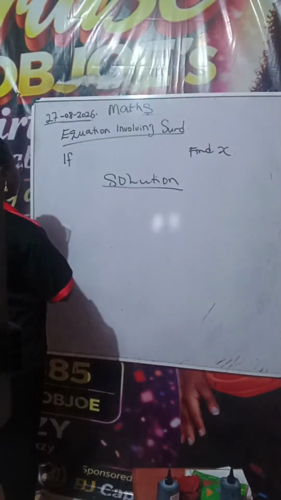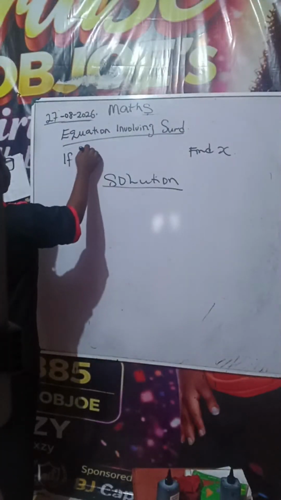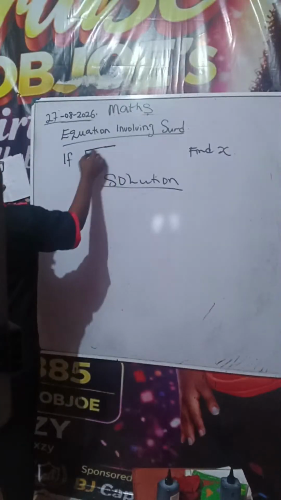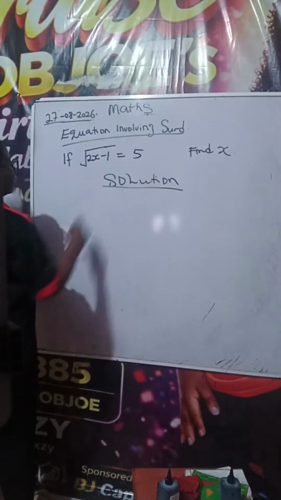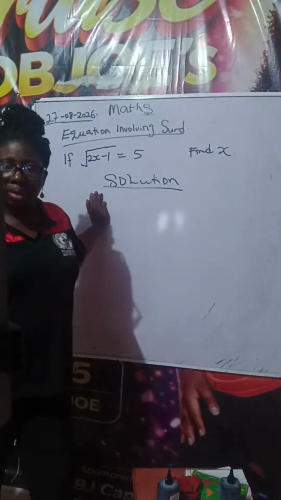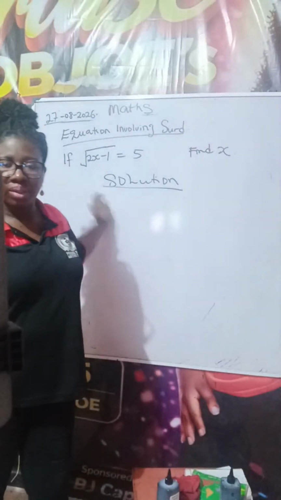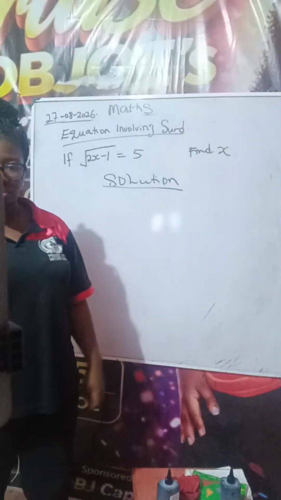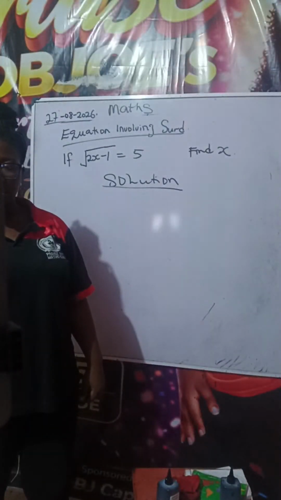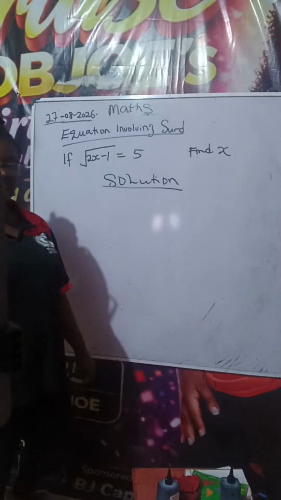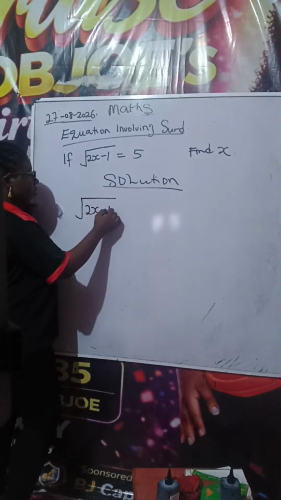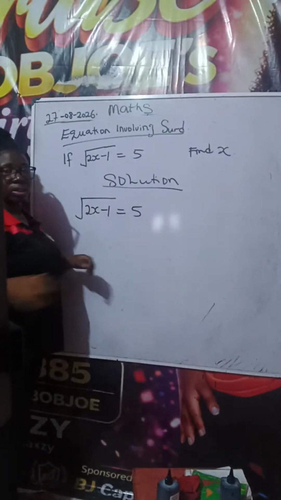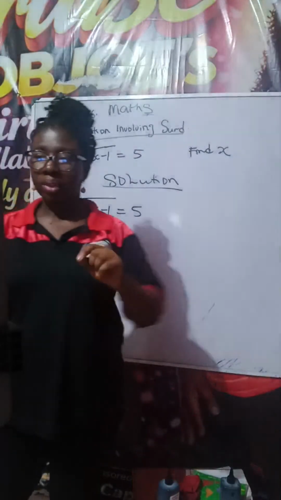So look at this. I have root 2x minus 1 is equal to 5. 2x minus 1 equals 5. So what do we do? First, let's bring it down. So we have root 2x minus 1 is equal to 5. So what is going to be the first step? What would be our first step here?